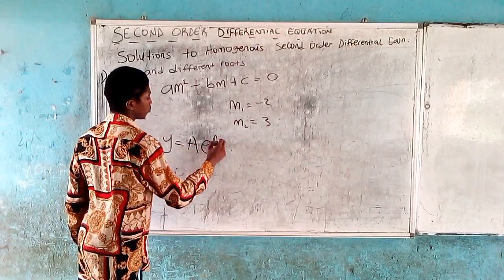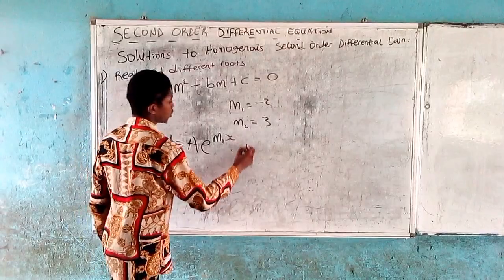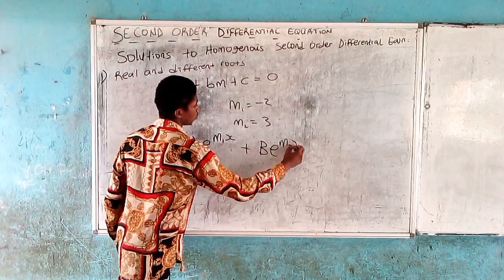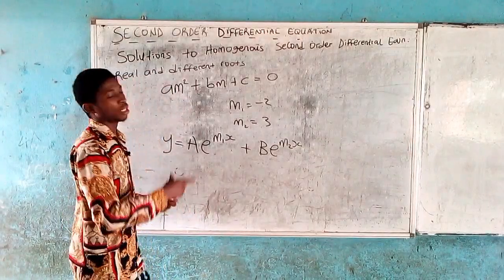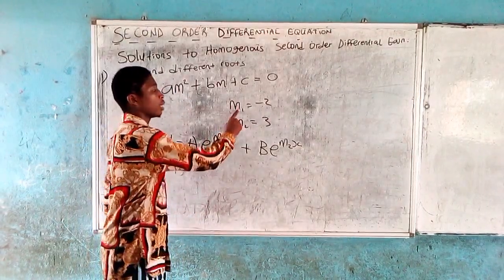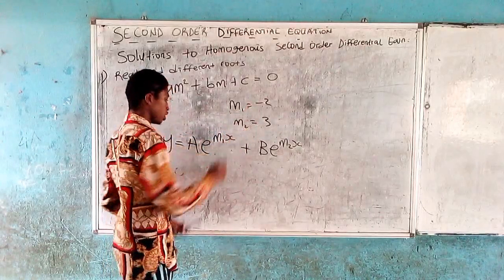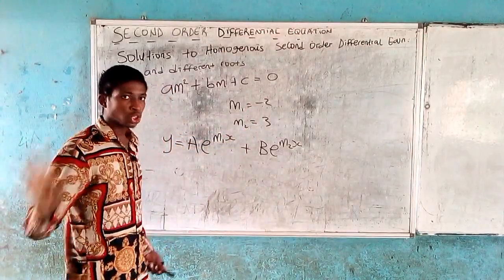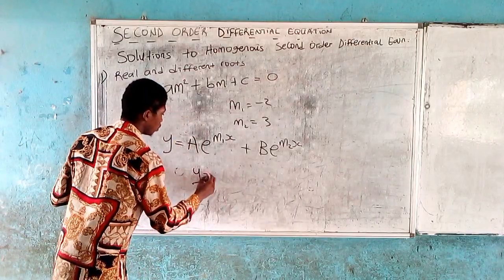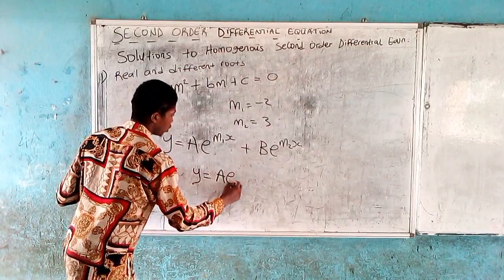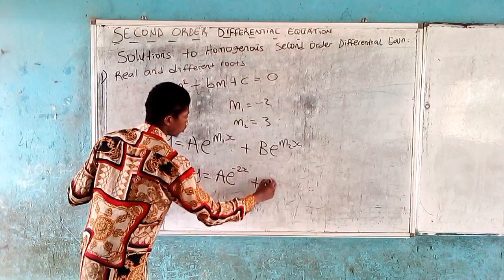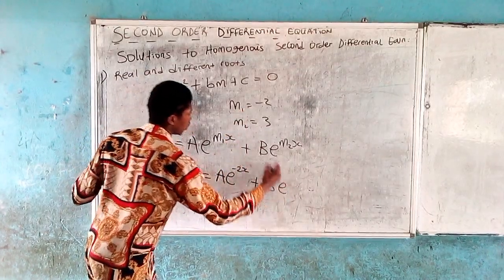y equals a exponential m1x plus b exponential m2x. So let's assume that you solve a particular auxiliary equation and you have your m1 as -2 and your m2 as 3. The general solution to that homogeneous second order differential equation is y equals a exponential, your m1 is -2 times x, which is -2x, plus b exponential, your m2 will be what?